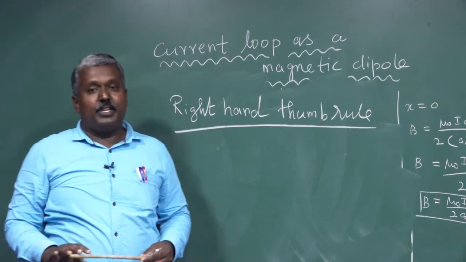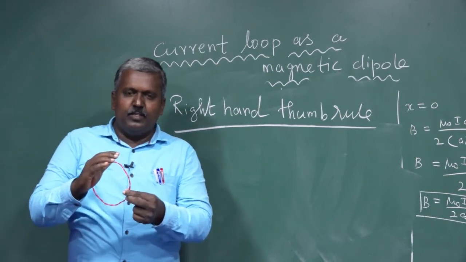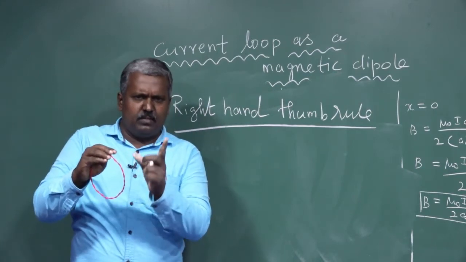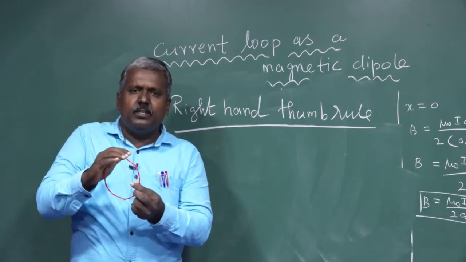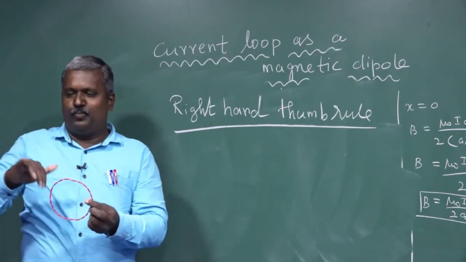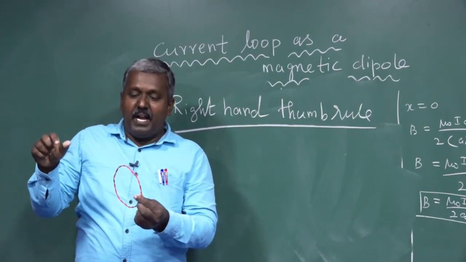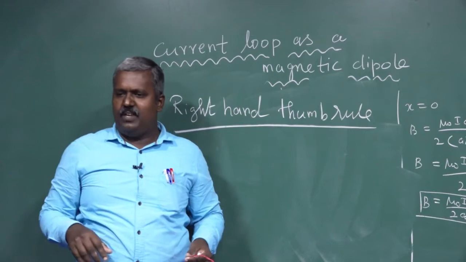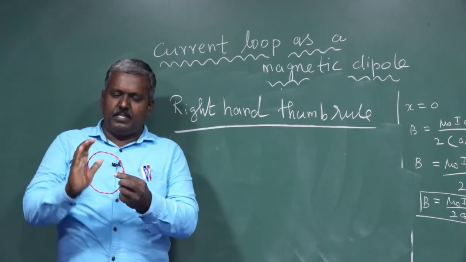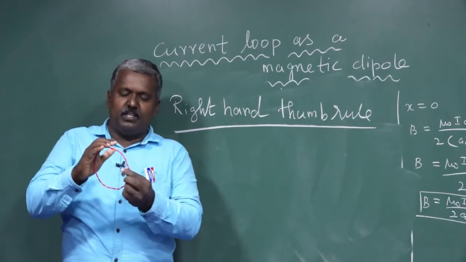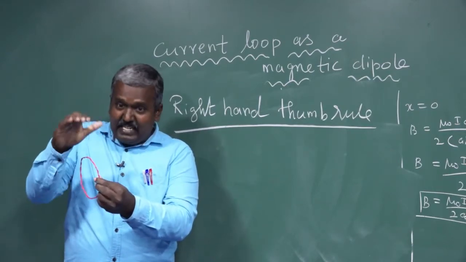The same rule we can apply to a current carrying loop also, but with a small difference. For a current carrying loop, these fingers denote the current through the loop, and the thumb denotes the direction of the magnetic field along the axis of the coil. That is important. So now listen, this is the current direction. Using the right hand thumb rule to find the direction of the magnetic field along the axis of the loop, this is the current.